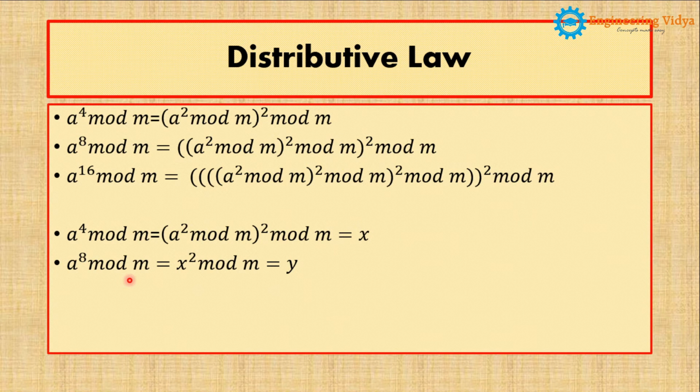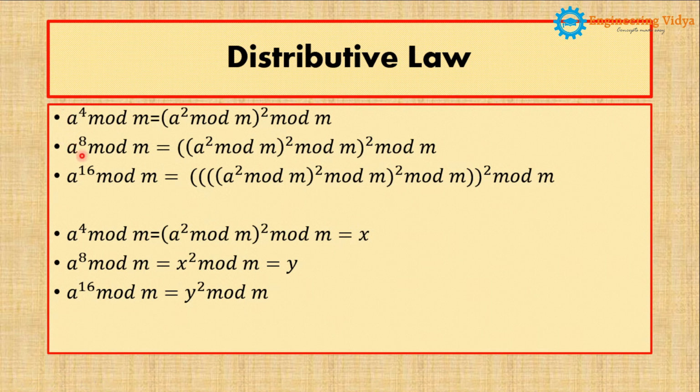And if you want to calculate a power 16, you can consider the answer of a power 8 mod of m as y. Now to calculate a power 16, we use this y, take the square of y and then take the mod of m. Then automatically you will get a power 16 mod of m. I hope you understood this thing.